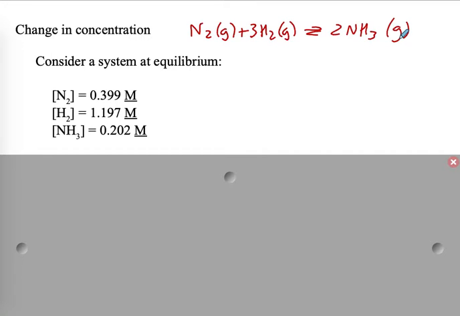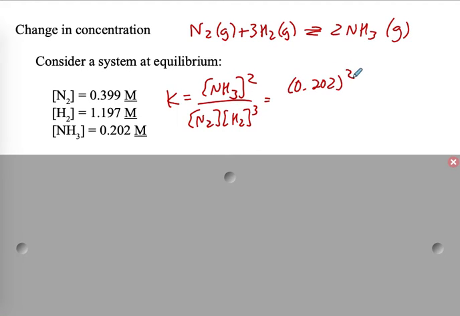Okay, so let's take these equilibrium concentrations, write out our equilibrium expression, and calculate the equilibrium constant at this temperature. So 0.202 molar ammonia squared over 0.399 molar times 1.197 molar cubed gives me a value of 0.0596 at this particular temperature.